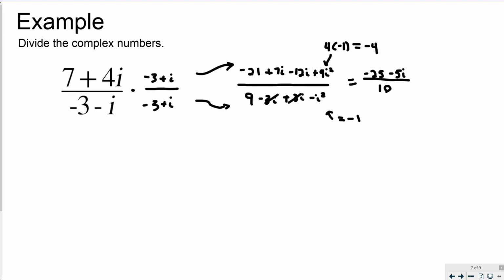And then all of these are reducible. Each and every one of those is divisible by 5. Negative 25, negative 5, and 10 are all divisible by 5. So my final answer is going to be negative 5 minus i over 2.